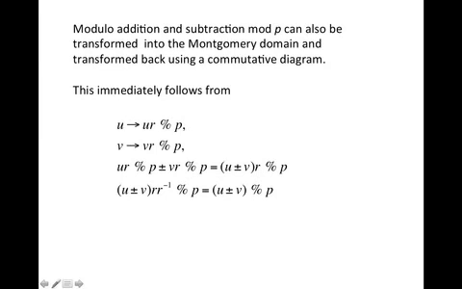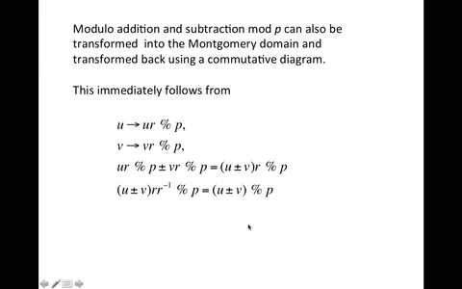Now, mod addition and subtraction can be done just as easily because if you think about the transformation that we generate, U goes to U times R mod P, V goes to V times R mod P, and now U times R mod P plus or minus V times R mod P, this is the transform domain, is the same as U plus or minus V times R mod P, equal by definition. And if I want to go back, I multiply this thing by R inverse alone. That will then take care of the R. I'm back to what I started out with.